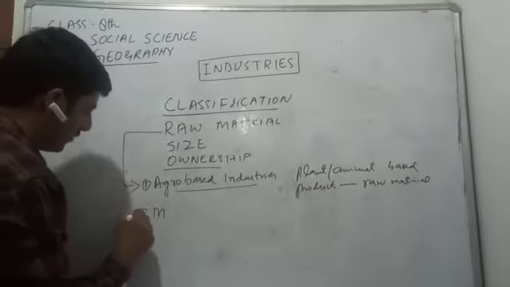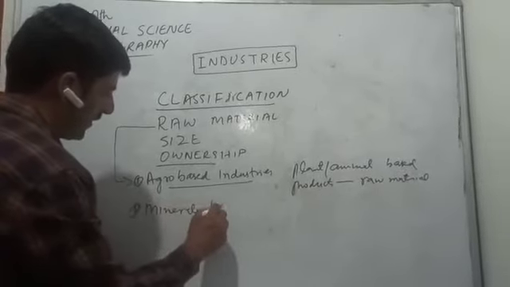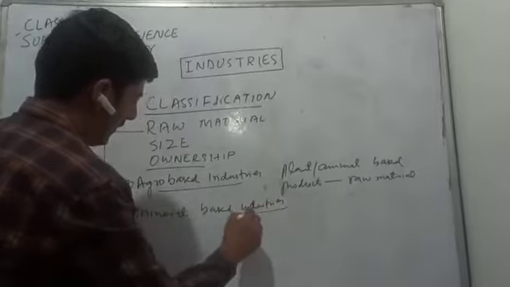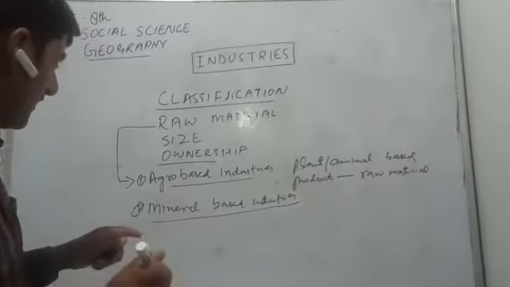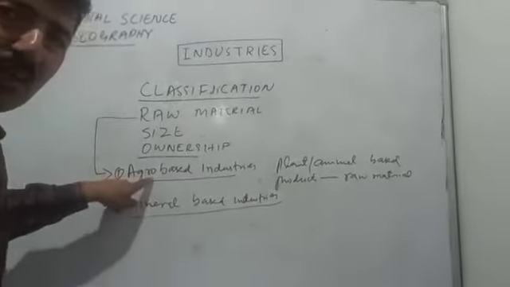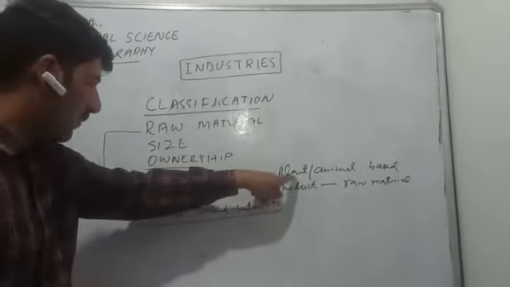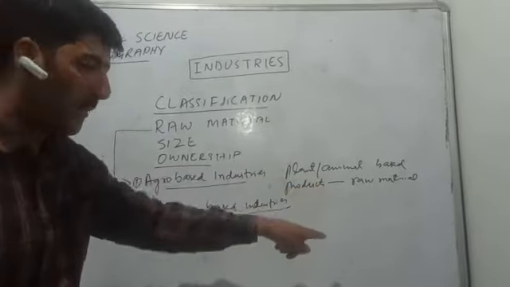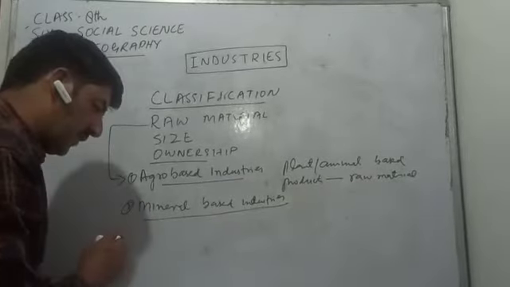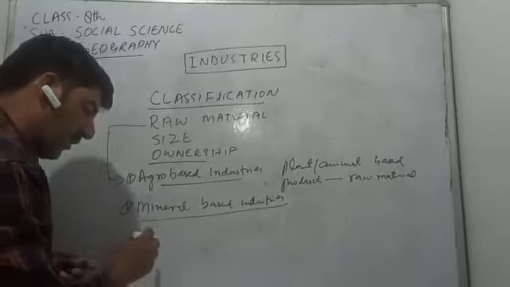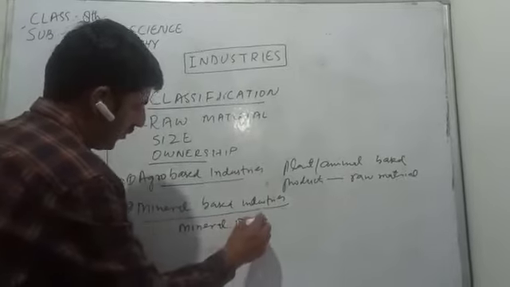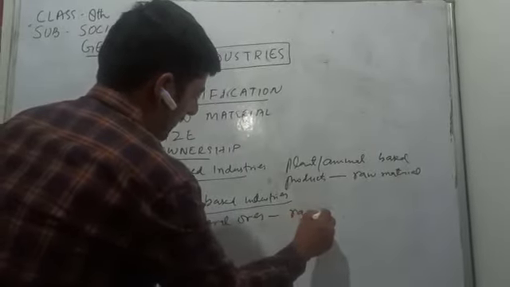Now the second one is mineral-based industries. Dear students, we are discussing types of industries on the basis of raw material. First is agro-based industries, which use plant or animal products as their raw material. Now mineral-based industries are those industries which use mineral ores as their raw material.